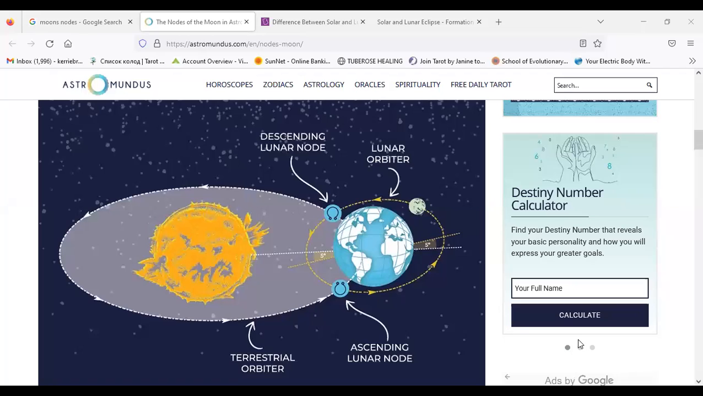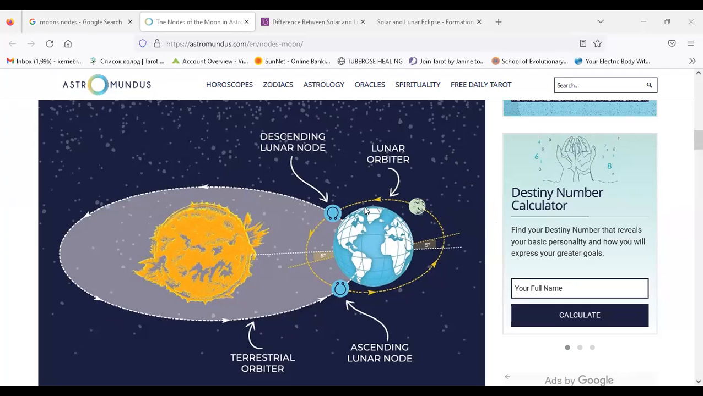Okay, I grabbed this from astromundus.com. This is the sun, the big yellow ball, and here's the Earth over here, and you'll see the moon going around the Earth like this. It's going around here, like my cursor, and then this pair is going around the sun.